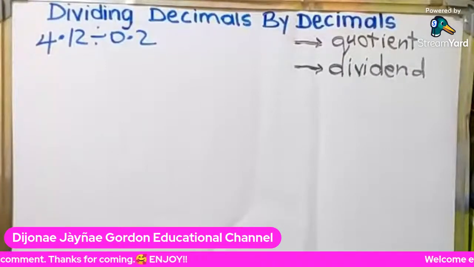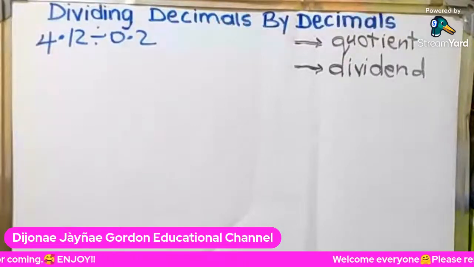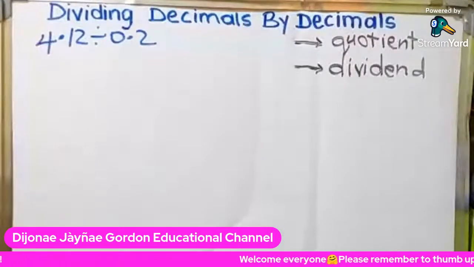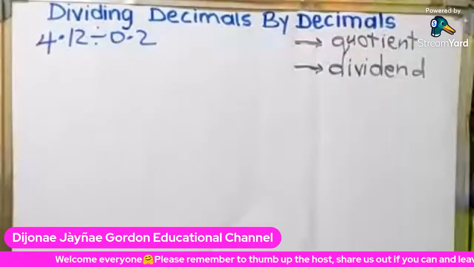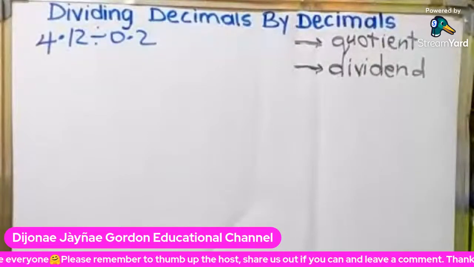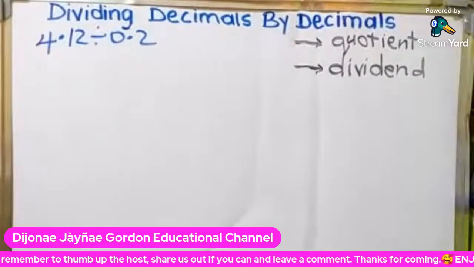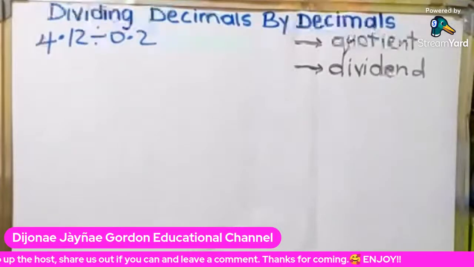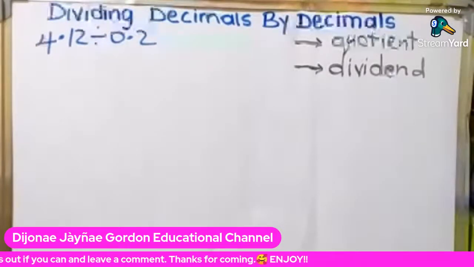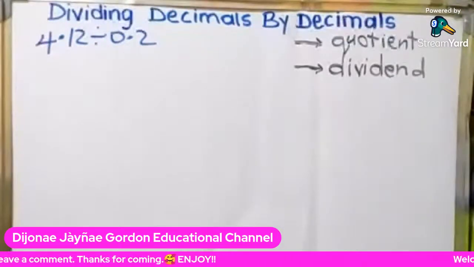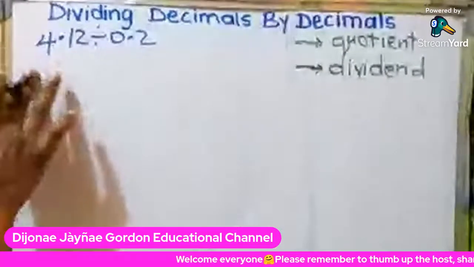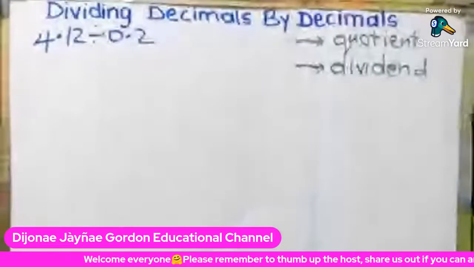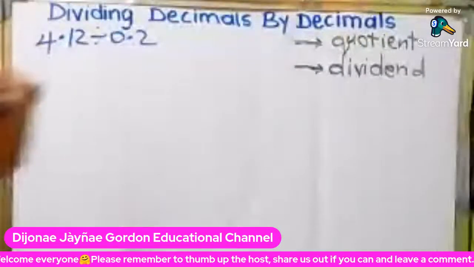All right, so we're going to go right ahead, and of course, we are going to work this problem. All right, so let's identify our divisor first. The divisor that we have working with in this problem, of course, it is 0.2. This is our divisor, 0.2.